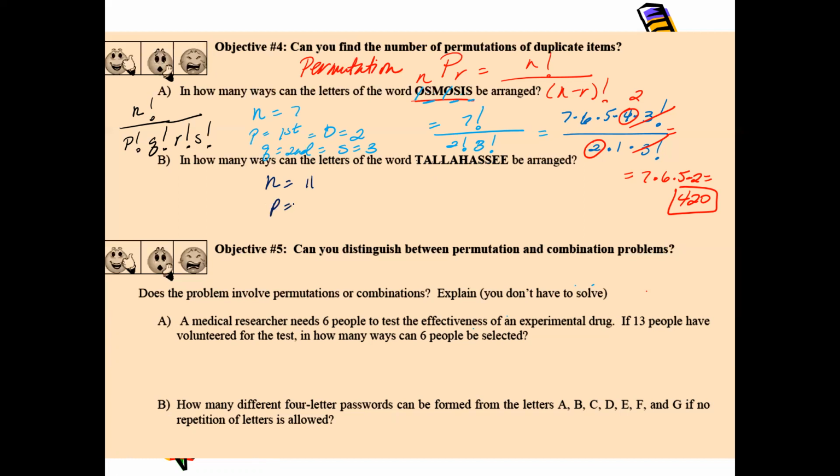P is going to be the first letter that's going to be repeated, and I could say that's going to be the letter S, and it is repeated twice. Q is going to be the next letter that's repeated, which is going to be the letter E, and it's also repeated twice.